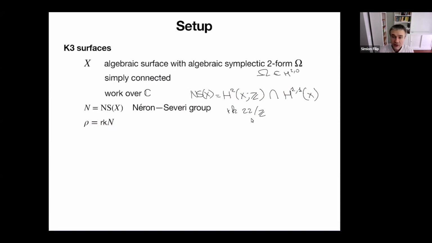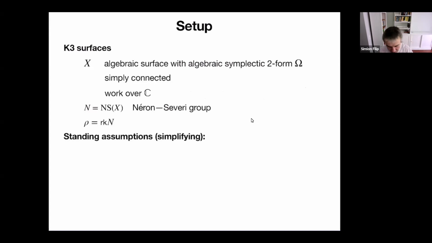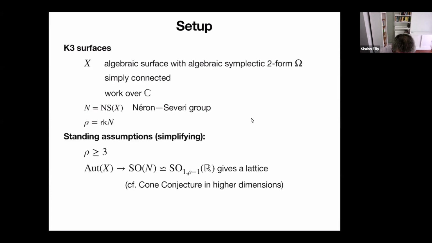All right, if not, then I'm going to mention a few standing assumptions. They're mostly to simplify the exposition, so that what I say is accurate, and also to make the situation more interesting. If some of these words don't make sense or are a little confusing at first, you can ignore them, but I want to mention them at the start. So the first assumption is that this rank rho is at least 3.